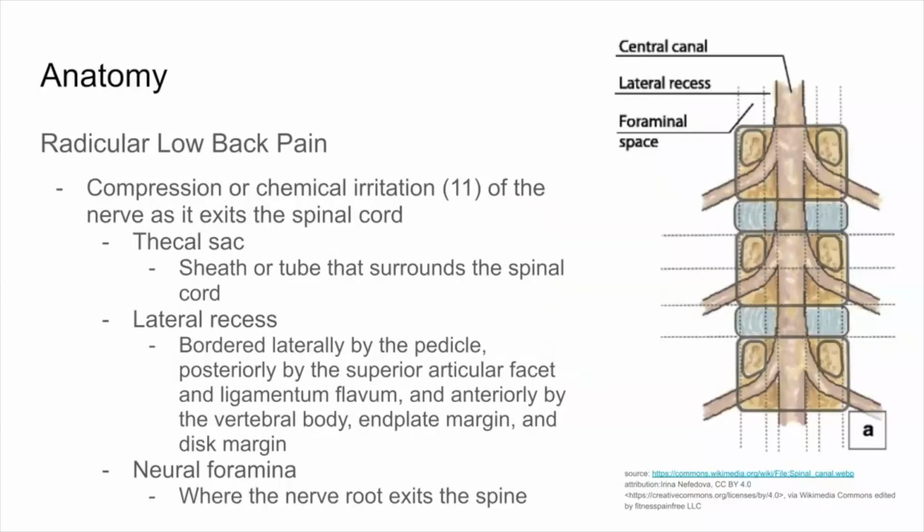So let's define radicular low back pain. Radicular low back pain is defined as compression or chemical irritation of the nerve as it exits the spinal cord. Now, this can actually happen in a variety of different regions, and I have an image here just to show you.